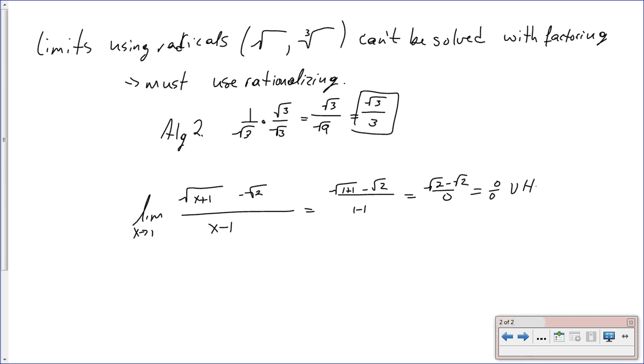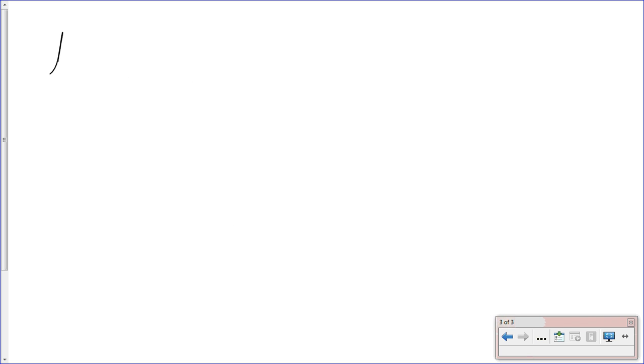Uh-oh, we can't have that. So what are we going to do? Well, here's what we have to do. In order to take the limit of the square root of x plus 1 minus the square root of 2 over x minus 1, we have to rationalize our limit.